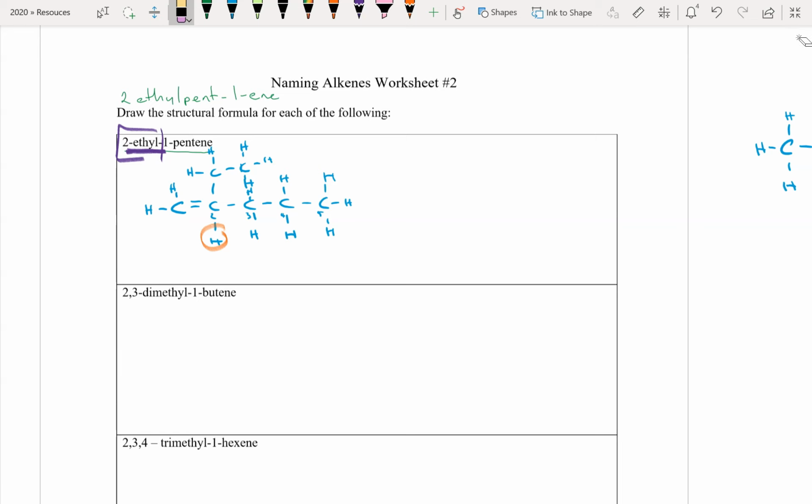Now let's see how many bonds we have around the other one. 3, 4, 5. That's too many. So remember, we use the hydrogens to fill up the bond spaces. So let's get rid of this hydrogen down here.